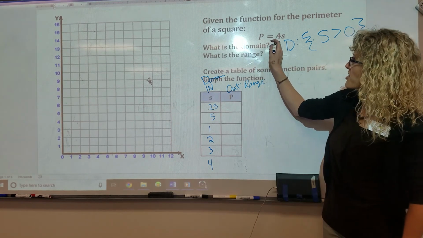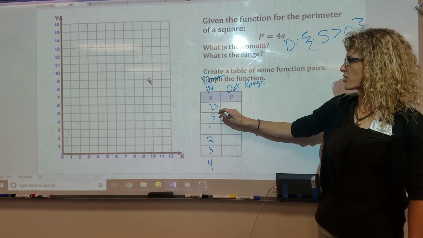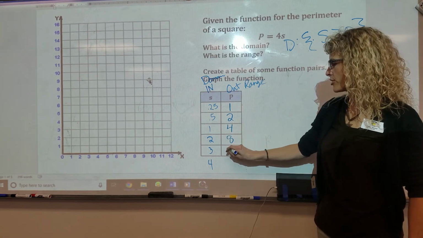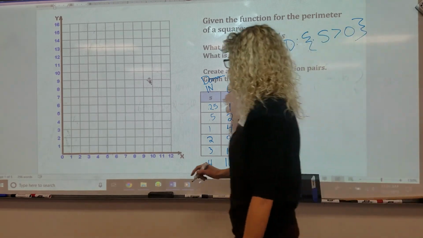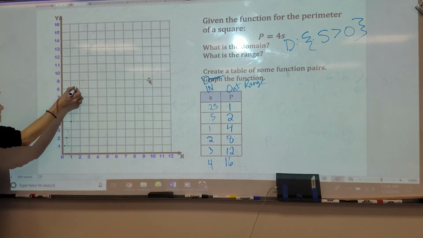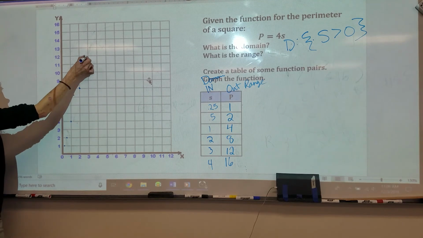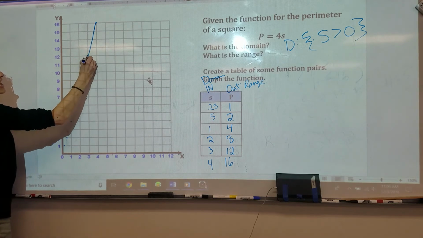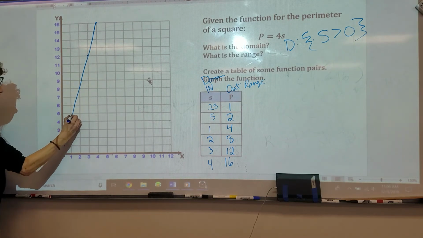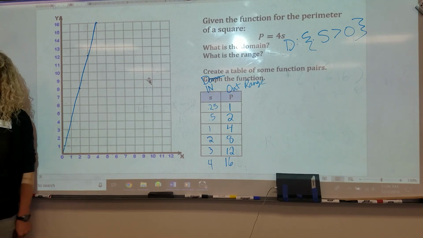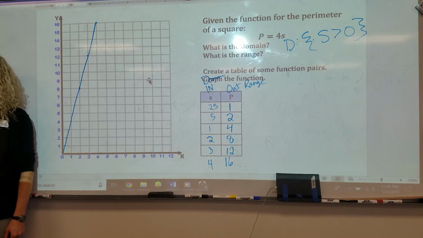My range, well, this says 4 times the side length. So 4 times a quarter would be 1, 4 times 0.5 would be 2, 4 times 1 is 4, 4 times 2 is 8, 4 times 3 is 12, and 4 times 4 is 16. Let's graph those. 0.25 is 1, 0.5 is 2, 1 is 4, 2 is 8, 3 is 12, 4 is 16, etc. Look what I have. And we said it could be any value between these points. It just couldn't be 0. This function is a continuous function because there are no breaks or gaps.